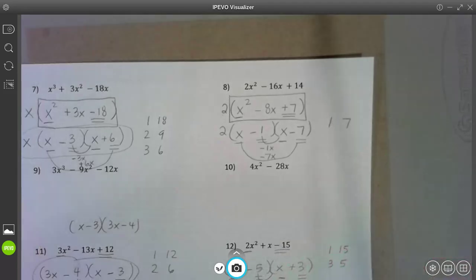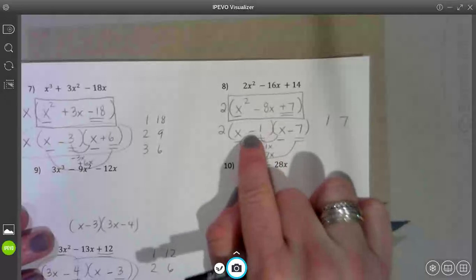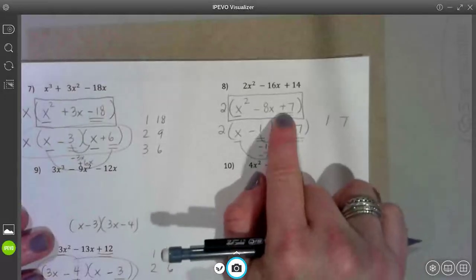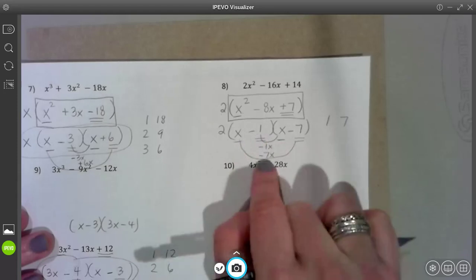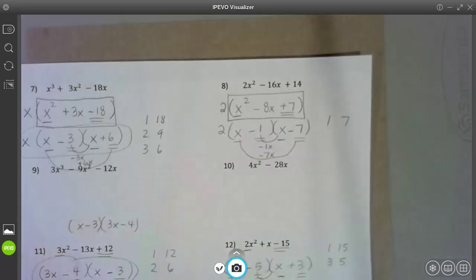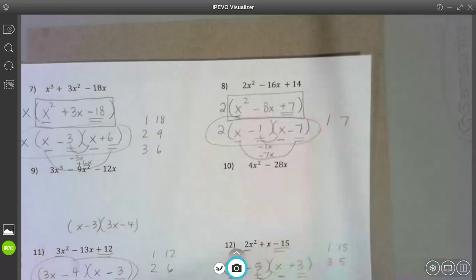Let's see if everything does its job. Does an x times x get you an x squared? Yup. Does a negative 1 times a negative 7 get you a positive 7? Yup. And do my rainbows, negative 1x and negative 7x's, add up to the negative 8x's in the middle? Yeah, they do. So this works. These are our factors. So this is what you would type into Delta Math as your answer.